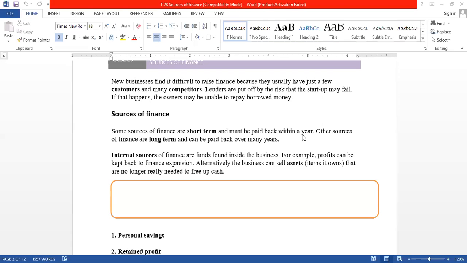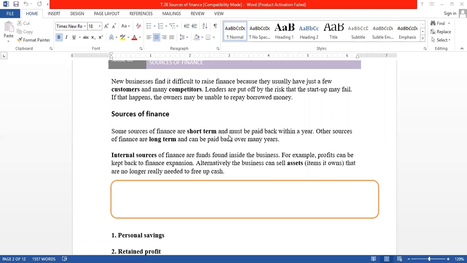There are several examples. A lot of other sources of finance are long term. Long term means you can pay back over many years, right? Some loans you have to settle within 12 months, within one year. For example, let's say trade credit, right? Trade credit, sometimes you have to settle within 2 months.